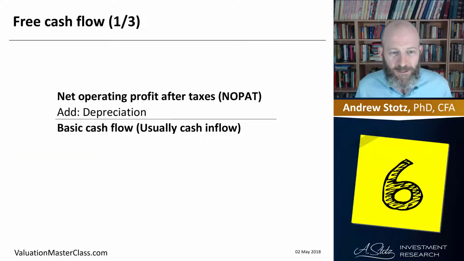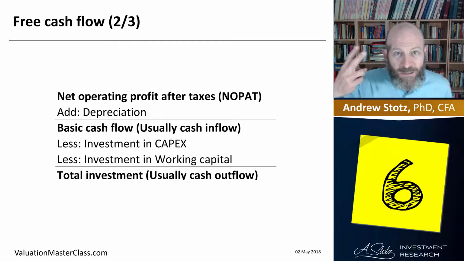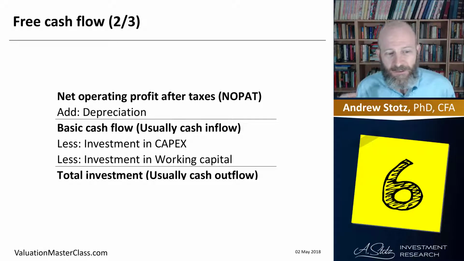So let's look at free cash flow and the general concept of how we calculate it. First, we start with net operating profit after taxes. We add back depreciation, and this is what I call basic cash flow. That's usually an inflow of cash, obviously a positive number. Next, we take away 2 different items. This is the investment in capex and the investment in working capital. Those 2 combined is what I call total investment, and this is usually a cash outflow.